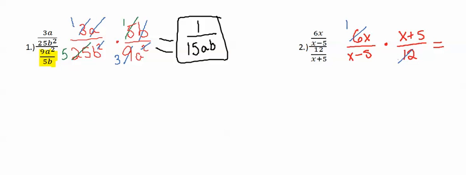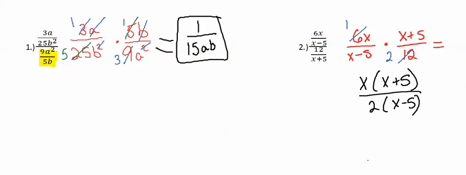So it's 1/2. And we're left with x times quantity x plus 5 over 2 times quantity x minus 2. I'm fine with you guys leaving it in factored format. You do not need to distribute the x or the 2, so this will be our final answer.